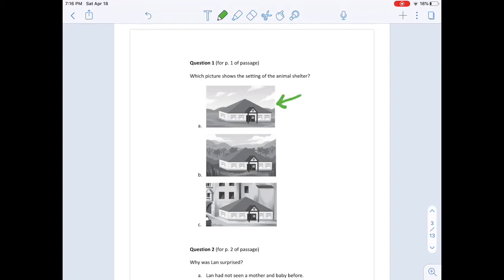Does this look like a jungle? Nope. Does this look like a jungle? No, that looks like it's in the city. See all the big buildings behind it? How about this one? Does it look like the jungle? You see all the trees and the mountains? Yes, that is the jungle. Good job.